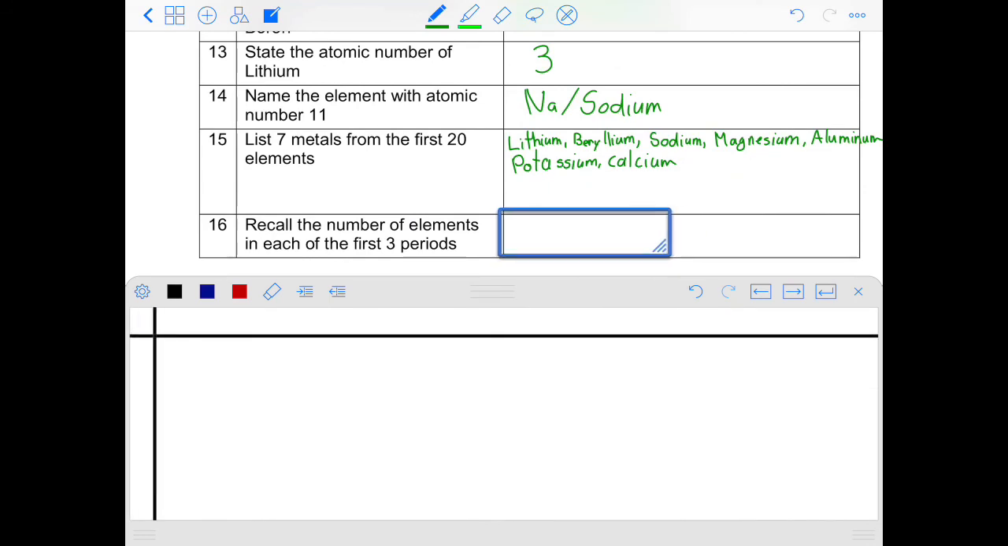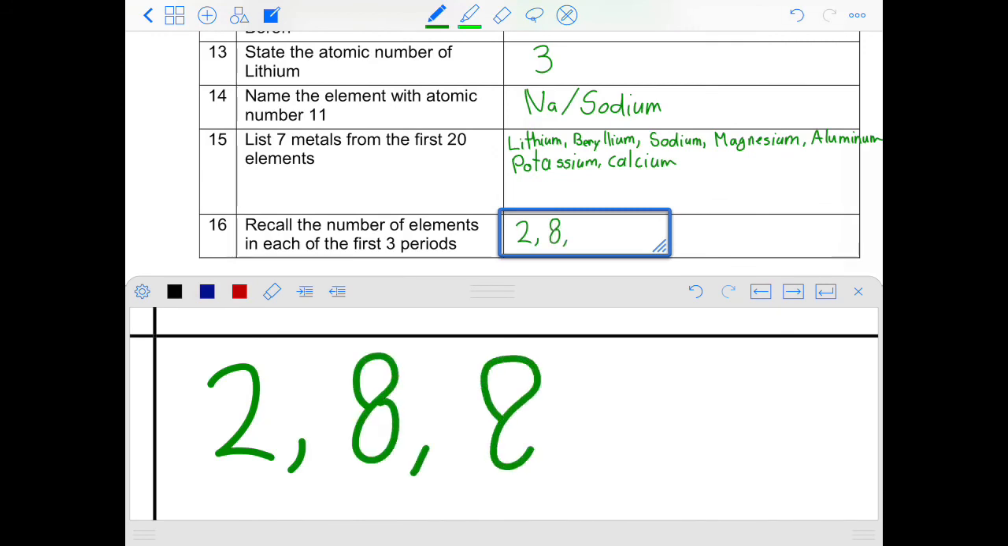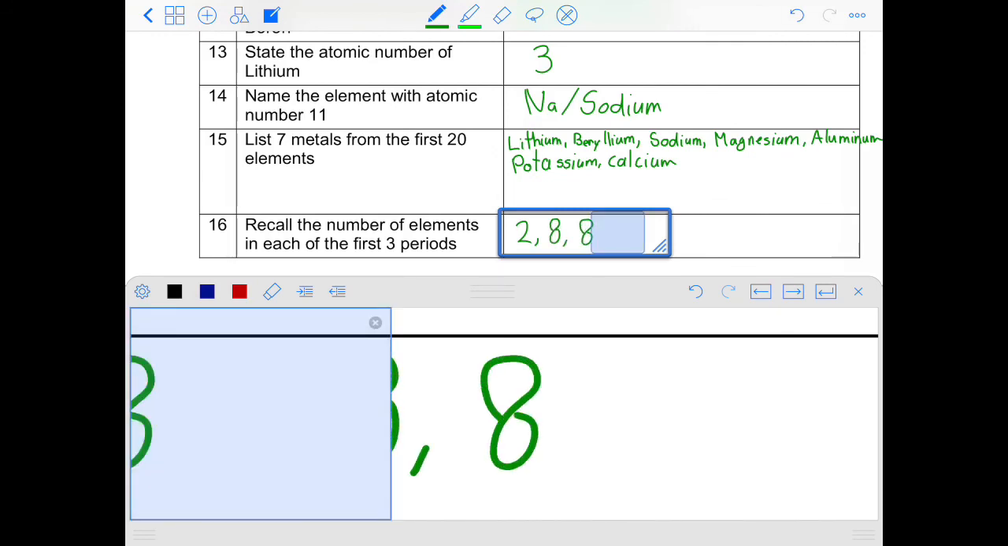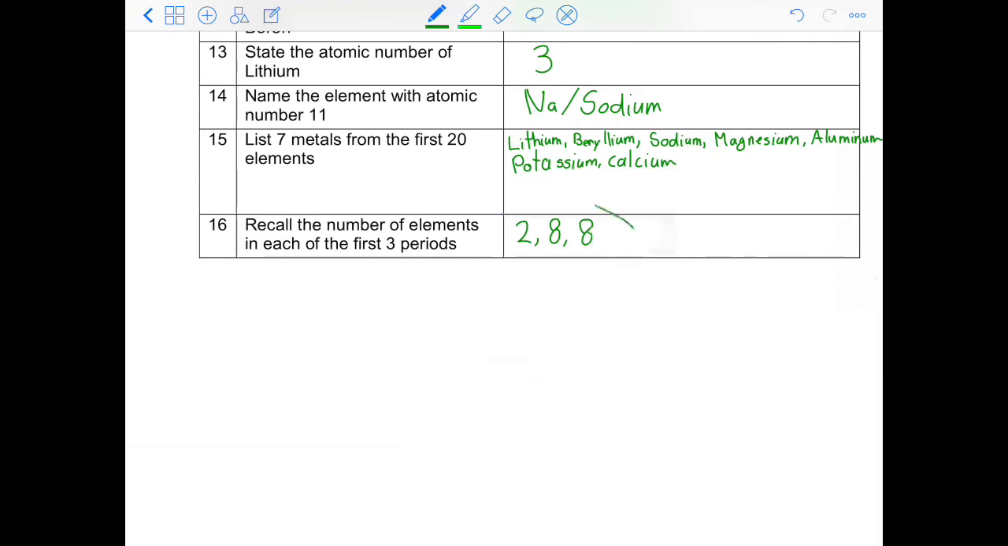And the number of elements in each of the first 3 periods. Period 1 has 2, period 2 has 8, and period 3 has 8. This 2, 8, 8 will come up in the future, and it will be numbers that you remember. All right, so if you need to, go back over, have a look at, rewind the video, make sure you understand everything on this before we move on to lesson 2.